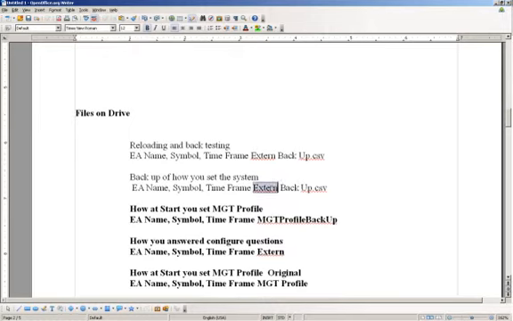So you have on your hard drive, let me show you these files, and this will make it a little bit clearer.